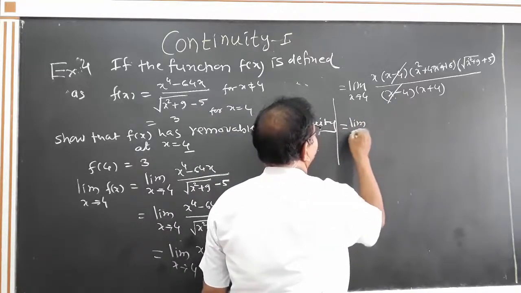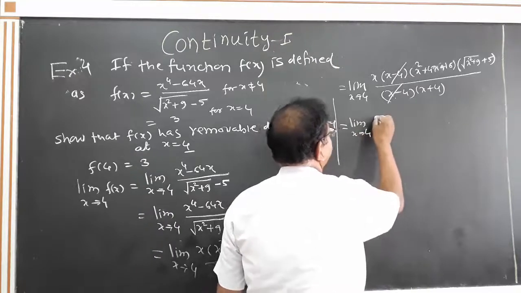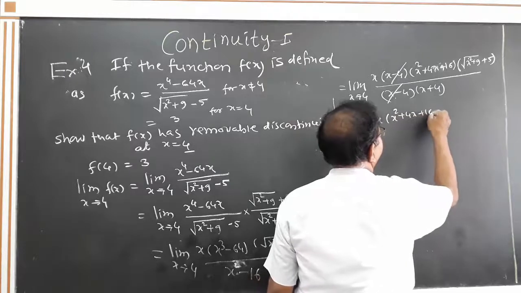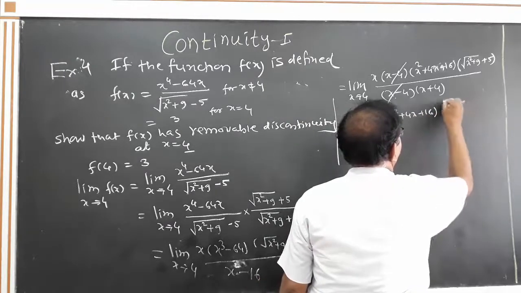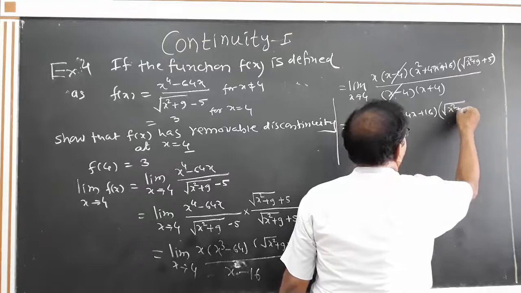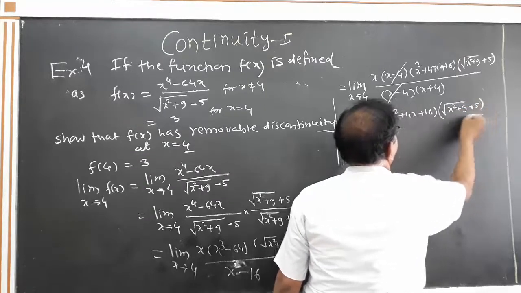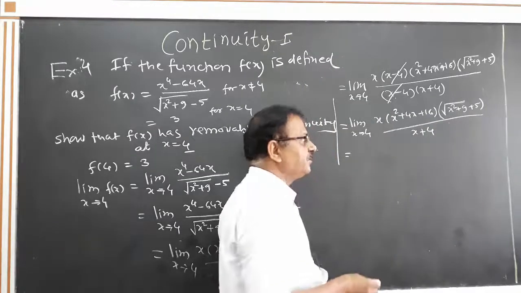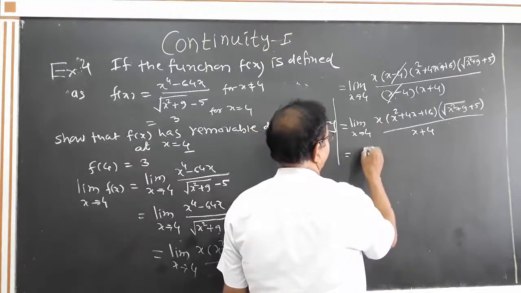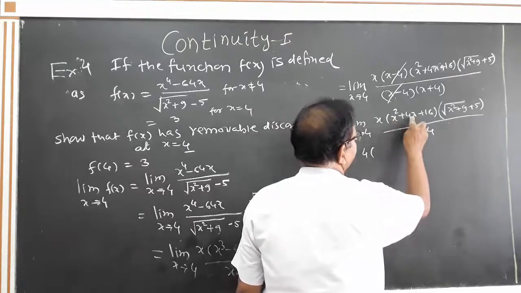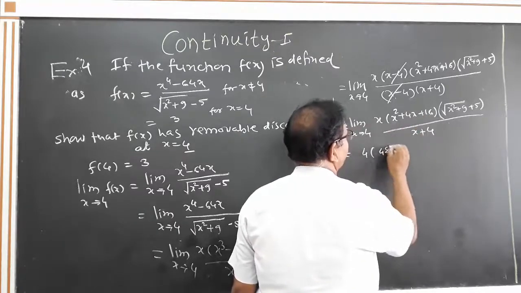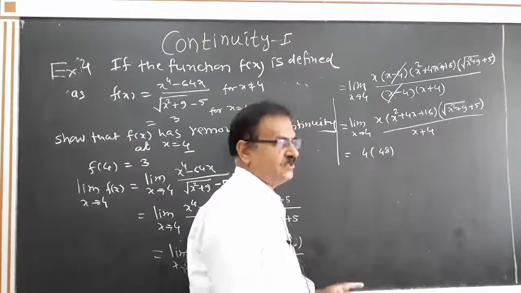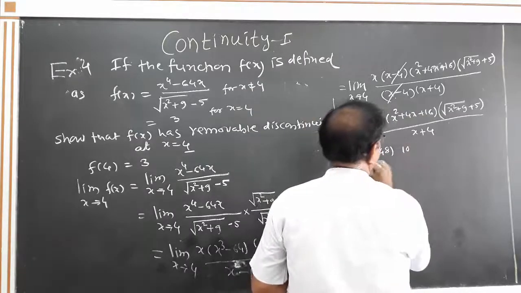limit x tends to 4 of x into x square plus 4x plus 16 into root of x square plus 9 plus 5 divided by x plus 4. Now substituting the value x equal to 4, here it is 4, 16, 16, 16, 48, into root of 4 square 16 plus 9, 25, square root 5, 5 plus 5, 10 divided by 8.